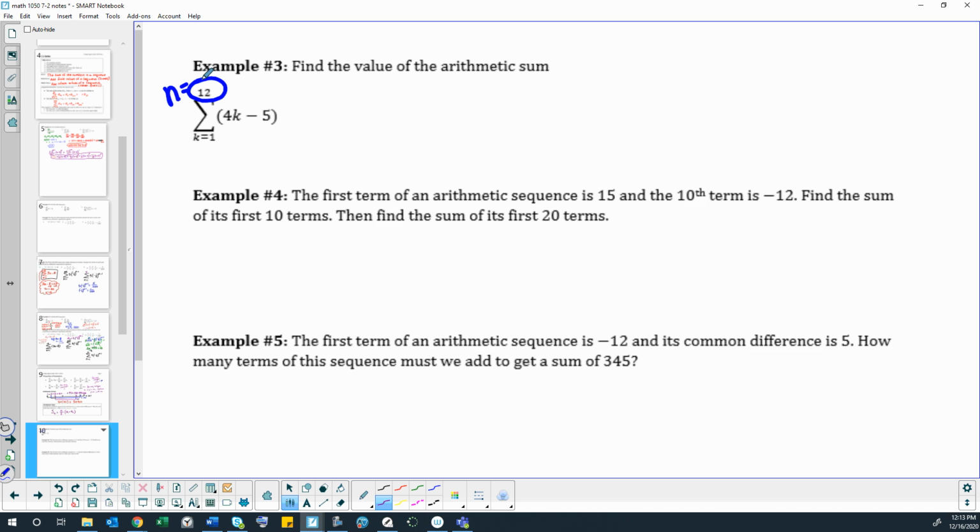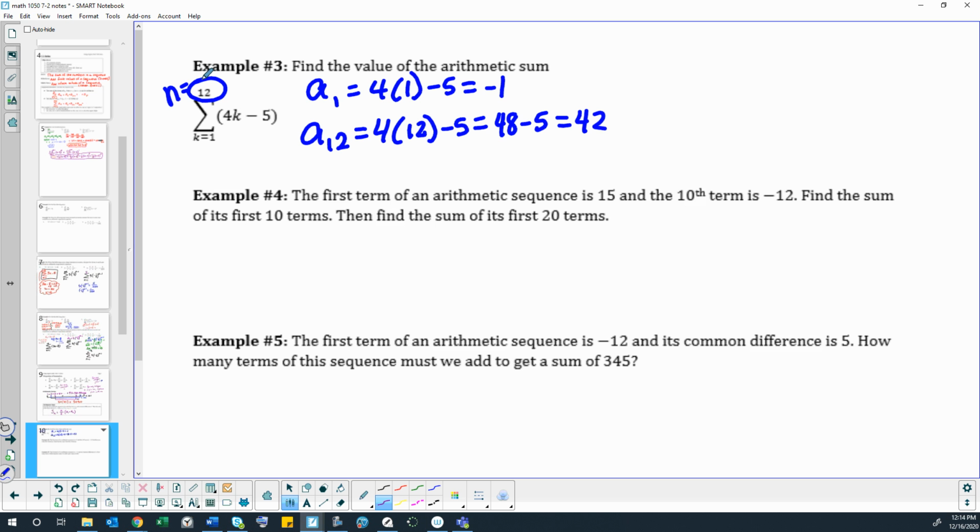So we've got n. We just need the first number, which is found by taking 4 times 1 minus 5, so negative 1. And we need the nth number, which in this case is the 12th number. So 4 times 12 minus 5, so that's 48 minus 5, which is 43. Okay, so we have all 3 numbers we need for our formula. Did I subtract wrong? 43. I guess I was thinking that 42 was the answer, sorry.